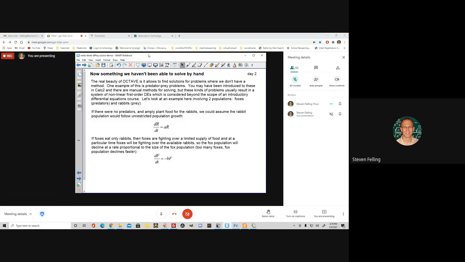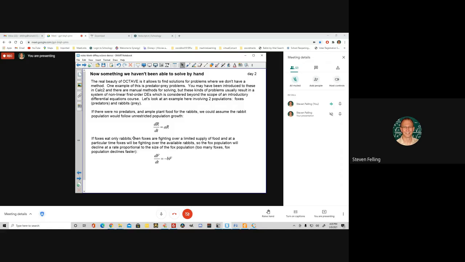So first, let's take a look at an example involving two populations: foxes, which are predators, and rabbits, which are prey. So foxes hunt rabbits, and rabbits are the food supply for foxes. Let's make some assumptions and build up to these equations and show you how they would work. If there were no predators and there was ample plant food for the rabbits, then we can assume that the rabbit population would just grow without restriction. So that's the population growth model. This A is just a constant of proportionality. So the rate of change of rabbits grows depending on how many rabbits there are, right?